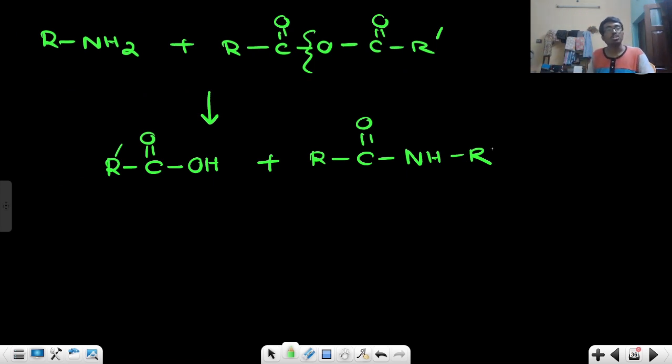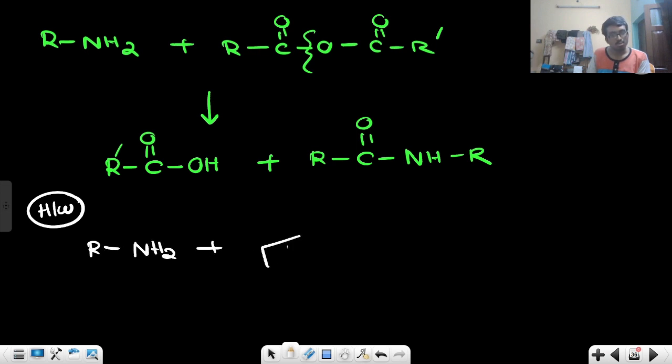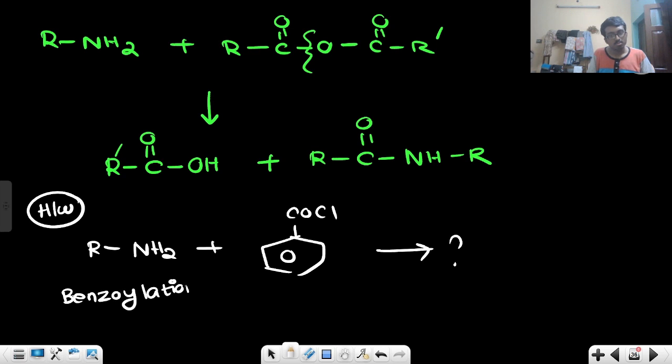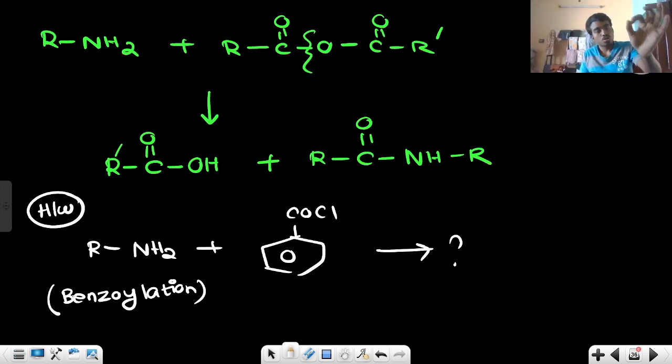Alright. Another special case is benzoylation. Benzoyl chloride, what is the difficulty? Benzoyl chloride is there, that is benzoylation. So I am giving you one homework over here. You have to do this at home. RNH2 with benzoyl chloride, this is benzoylation. Whatever way we have done this one, in the same way we do this one. Nothing to worry about. Understood? Any doubt? So this one is done.